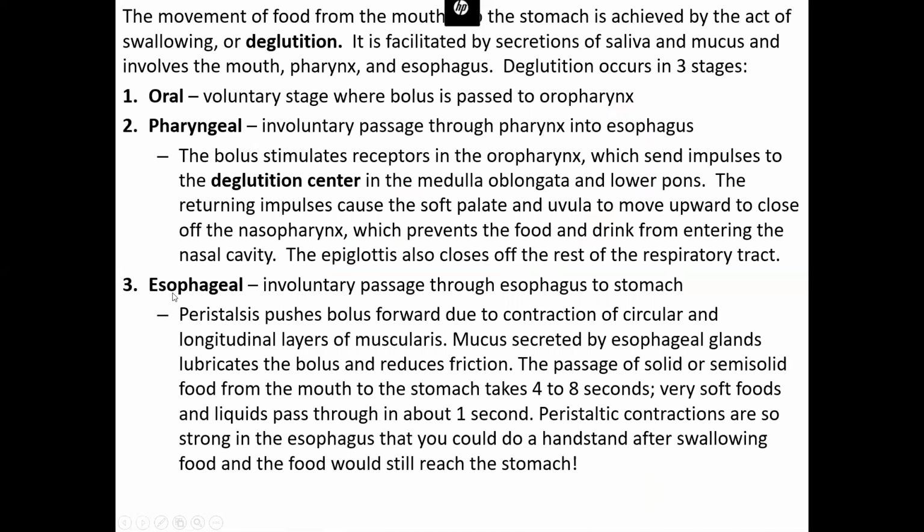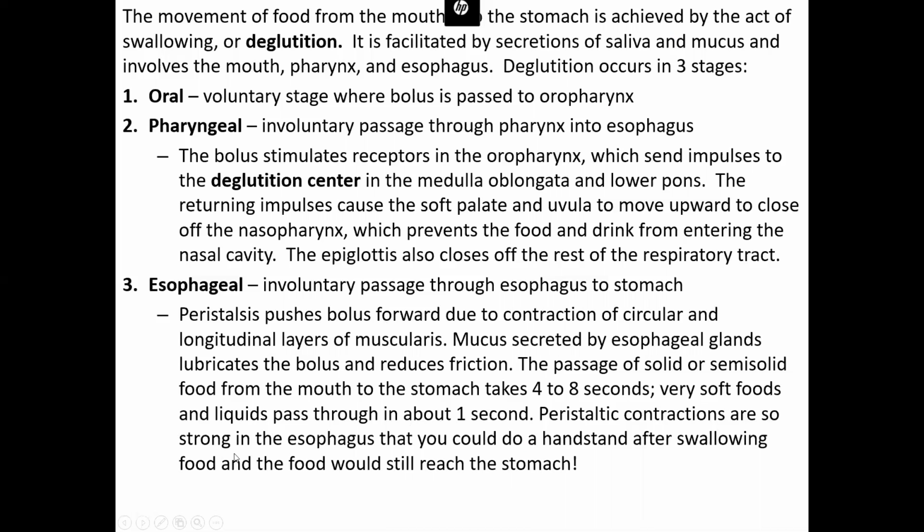The esophageal stage is the final stage, another involuntary stage where we pass that bolus from the esophagus into the stomach. It involves that peristalsis that I just talked about, due to the contraction of the circular and longitudinal layers of the muscularis. Mucus secreted by the esophageal glands lubricates the bolus and reduces friction. Passage of solid or semi-solid food from our mouth to the stomach takes about 4 to 8 seconds. So it's not an instant thing, but it's not a super long-term thing. Very soft foods and liquids are going to take just about a second, so not a whole lot of time.